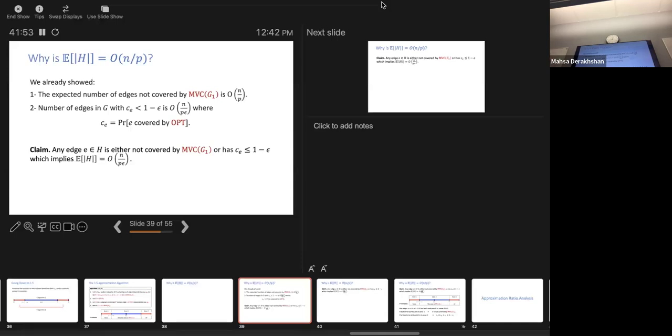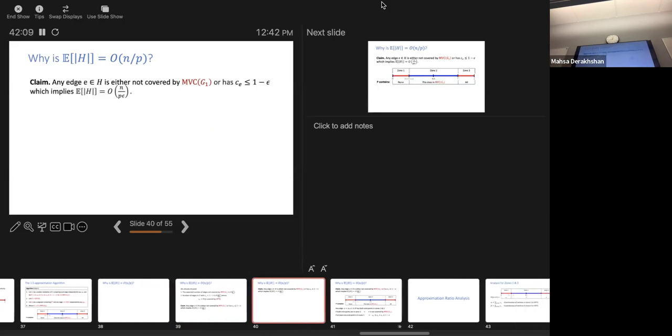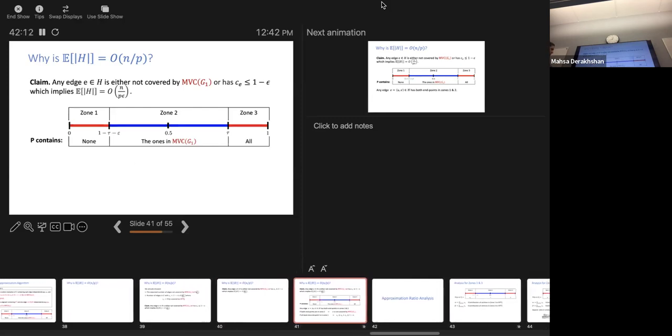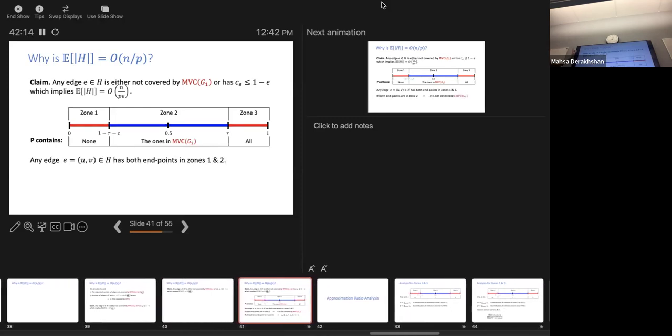Now, why was this claim true? What's the claim? Any edge in H either doesn't have an endpoint in G1 or its CE is at most 1 minus epsilon. Any edge in H clearly doesn't have an endpoint in zone 3. Okay. So both its endpoints are in zone 1 and 2.